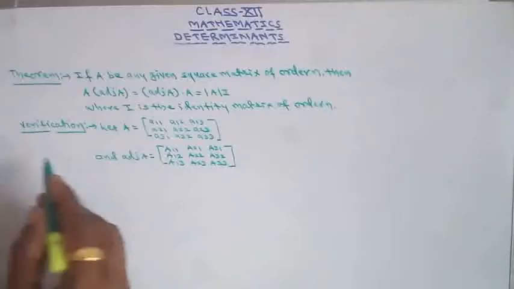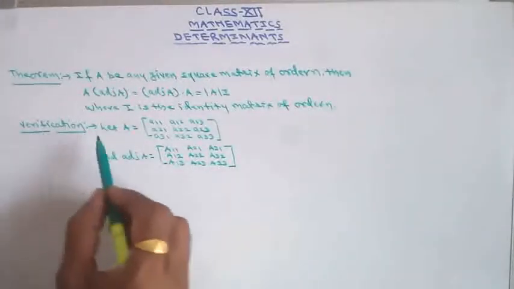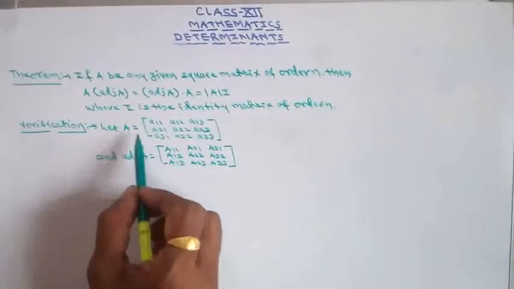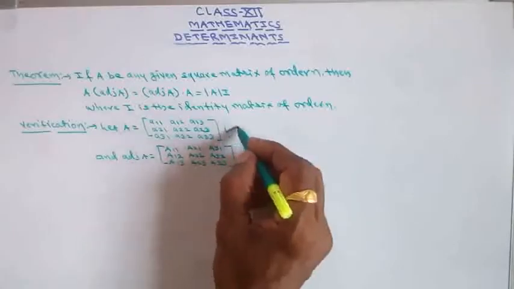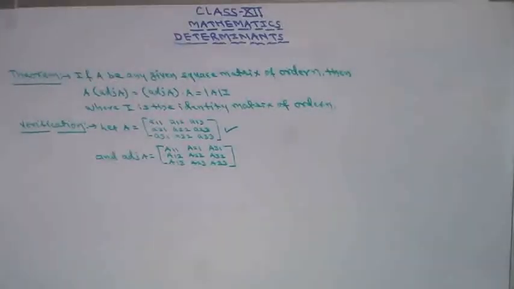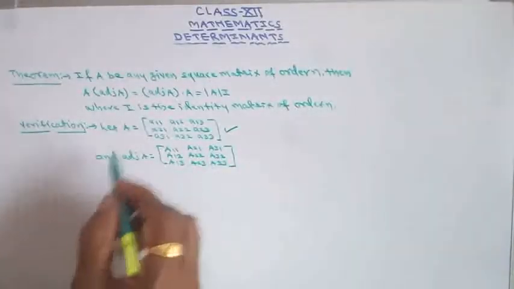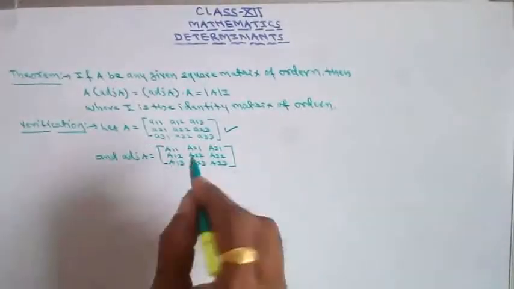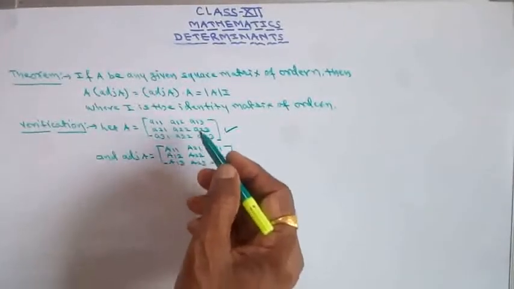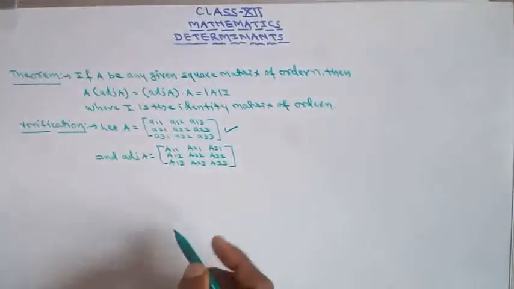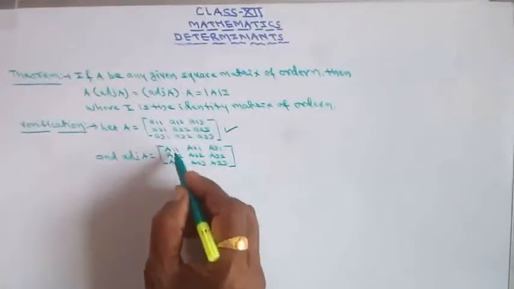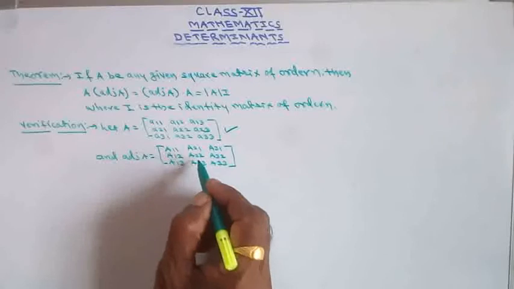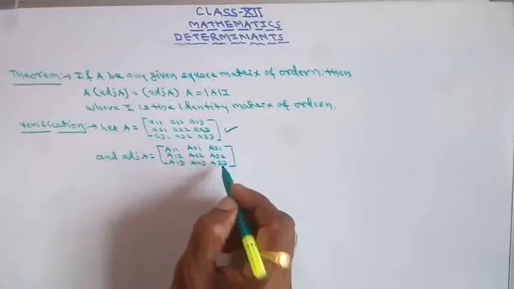Okay, now see the verification. Let capital A be equal to this given matrix: a11, a12, a13, and so on. And the adjoint will be the transpose of the cofactors of these elements. So that will be A11, A12, A13, A21, A22, A23, A31, A32, A33.